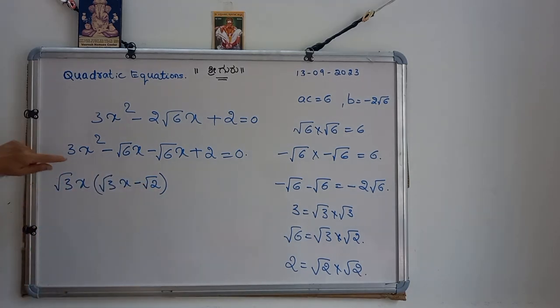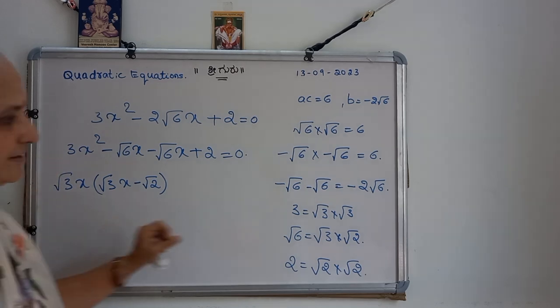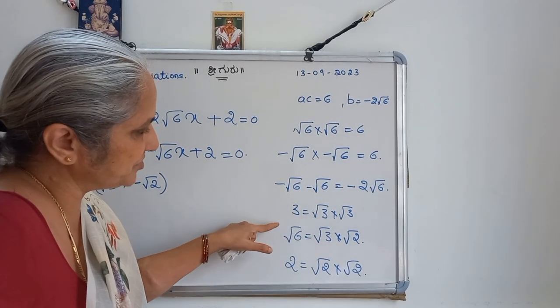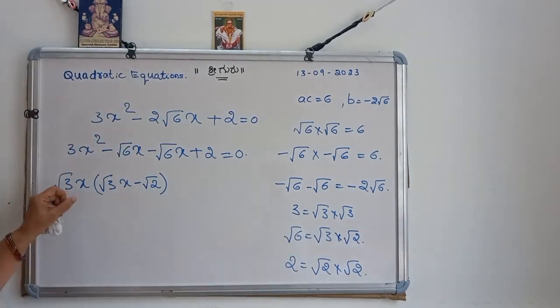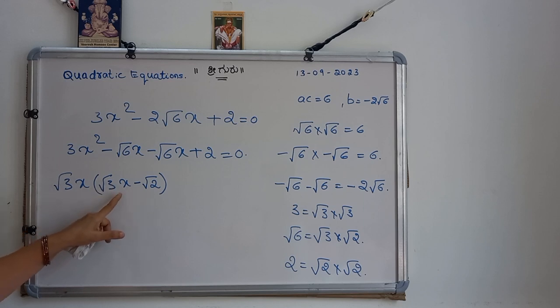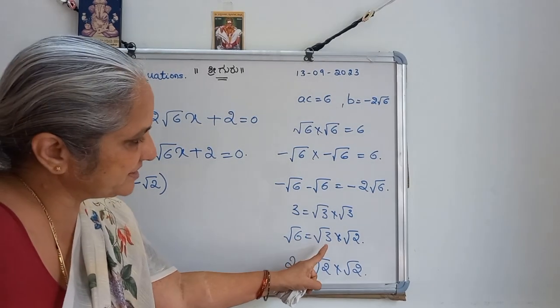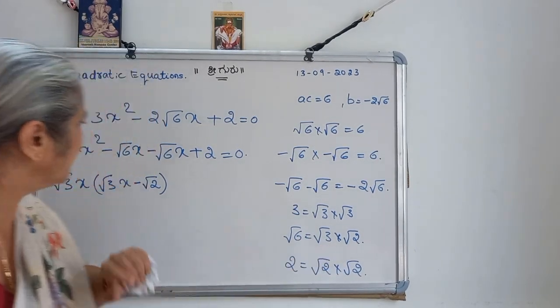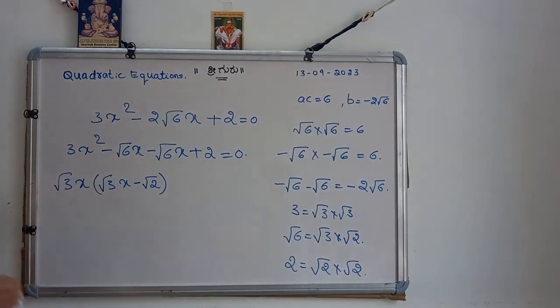When we divide 3x square by root 3x, 3 divided by root 3, we get root 3. So root 3, x square upon x, we get x. So the term in the bracket will be root 3x. And what about root 6? Root 6 divided by root 3 is root 2. And x divided by x is 1.